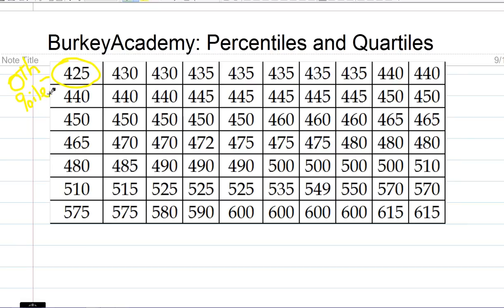Right? Let's look at the highest number here, 615. What percent of the apartments are less than 615? Well, all of them basically. Now some of you might be asking yourself, what do you mean that all of them are less than 615 when there's one that's equal to 615? I agree with you. Same thing with 425. It's not really true that 100% are less than 615.